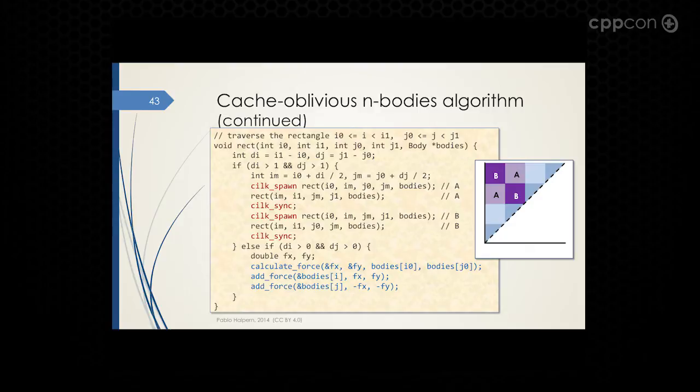Now, we also have a base case. At some point, we get down to a single body, right? And at that point, we calculate, not a single body, a single I and J. And at that point, we compute the forces between body I and body J and store it. And this is not going to happen in parallel with anything else. It'll happen in parallel with updates on different bodies, but it will not happen in parallel with updates to the same body because of the way we've recursed down to the thing.